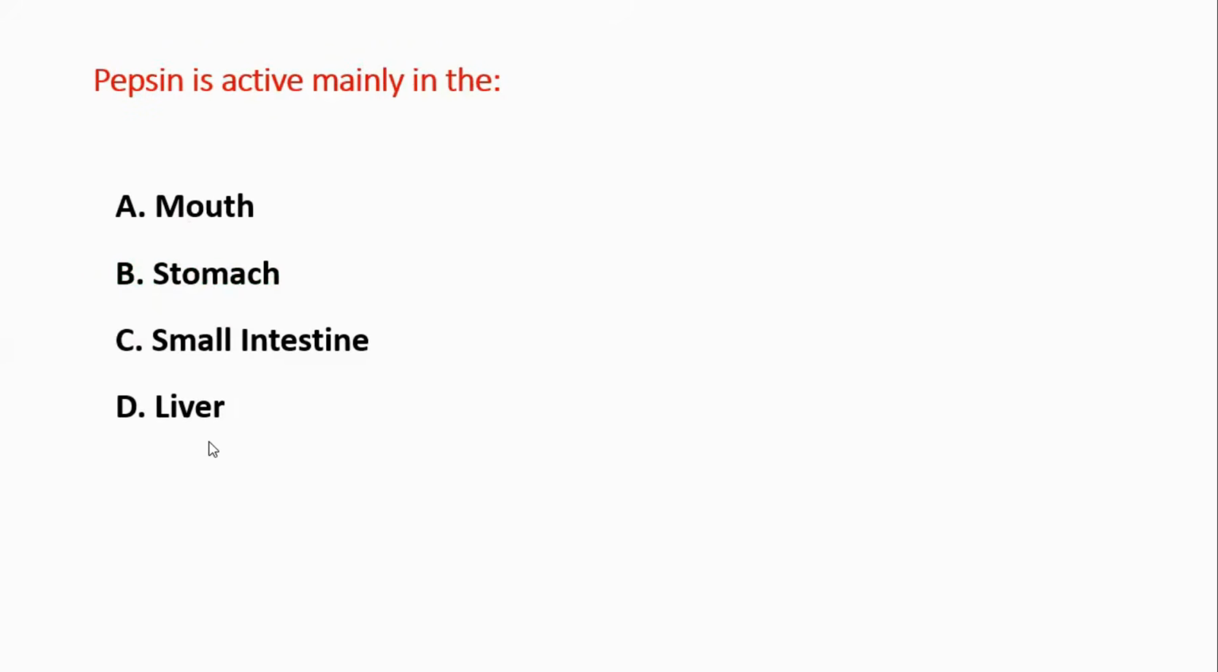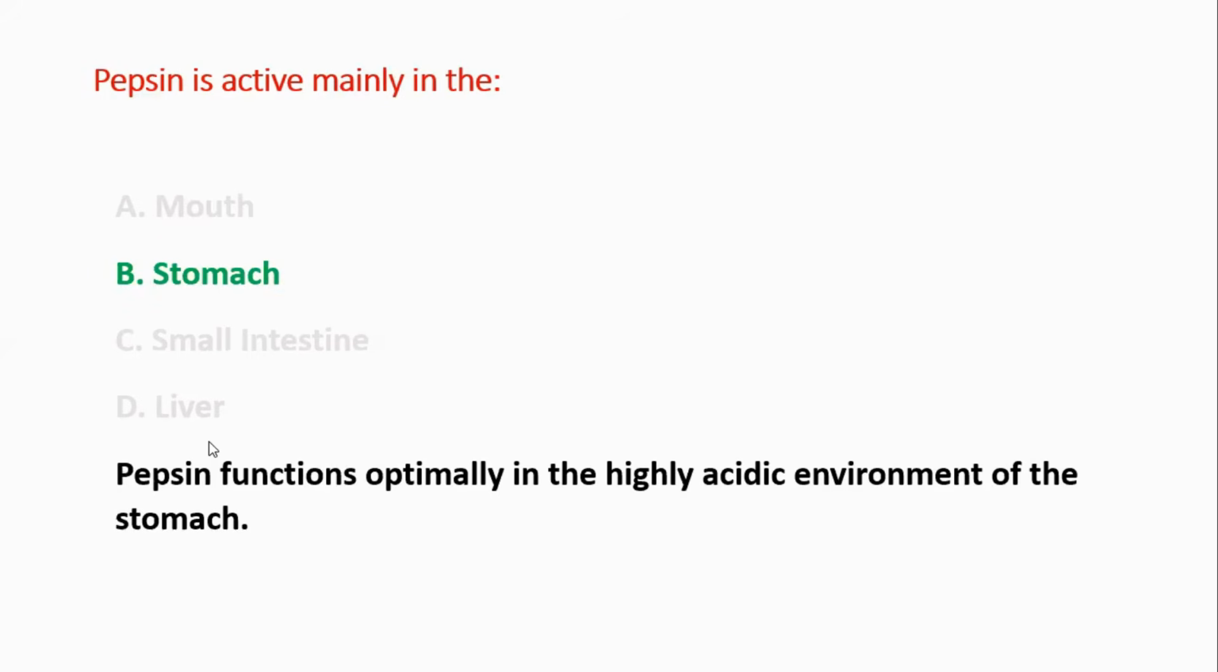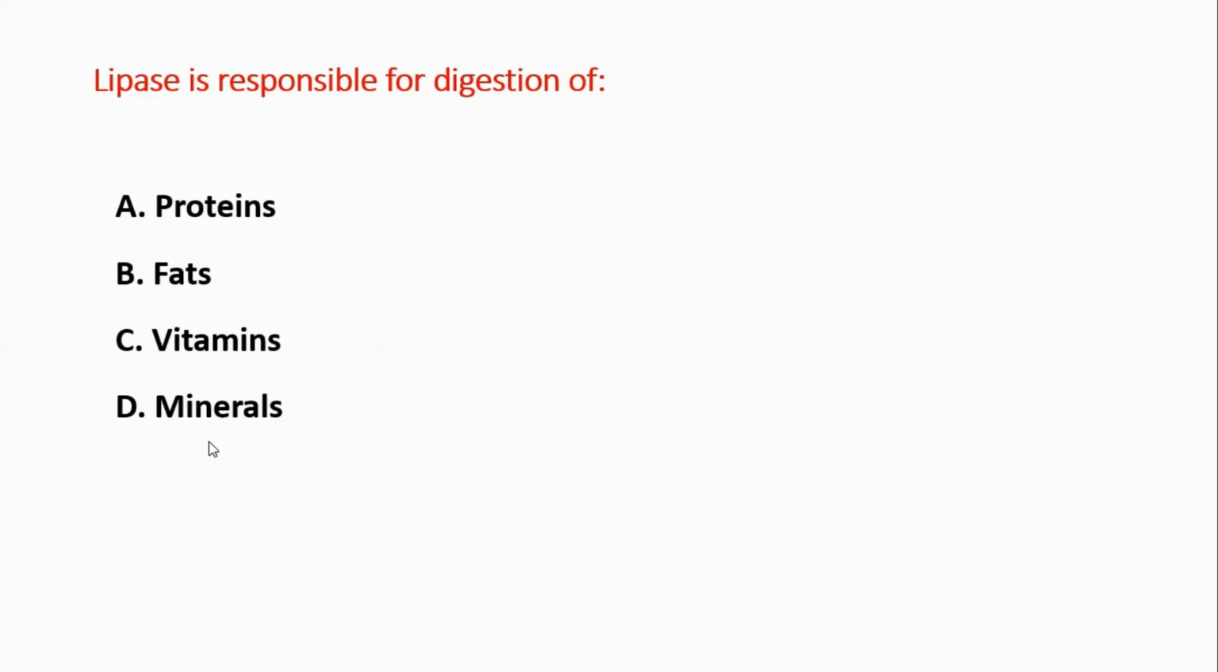Pepsin is active mainly in: the options are mouth, stomach, small intestine, liver. So different enzymes work best in different organs. Pepsin is a famous digestive enzyme, but where exactly does it do its job? The right answer is stomach. Let us take the next question.